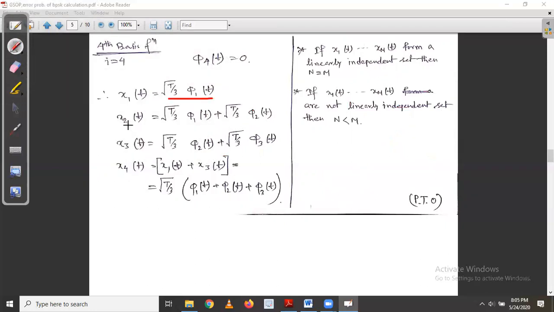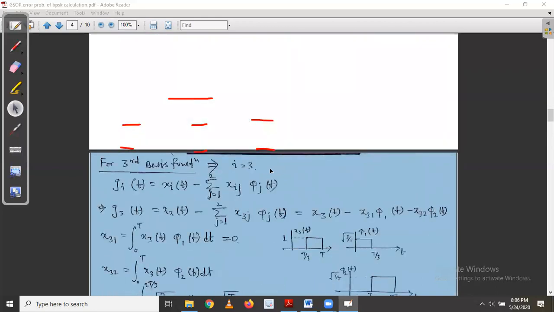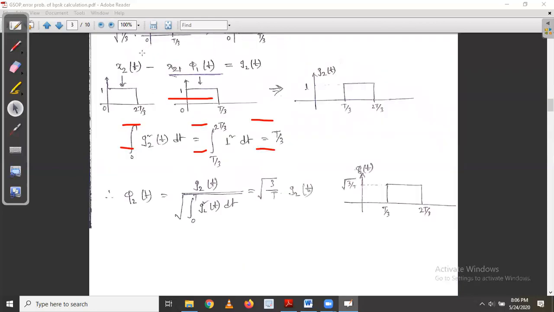x2 will depend on two basis functions. x3 depends on 2 and 3. x2 depends on phi 1 and phi 2. All this concept comes from x2. Listen, x2 depends on what? Phi 1 and phi 2. Now, what is actually x2, and what is actually phi 1 and phi 2? That's all you have to see.